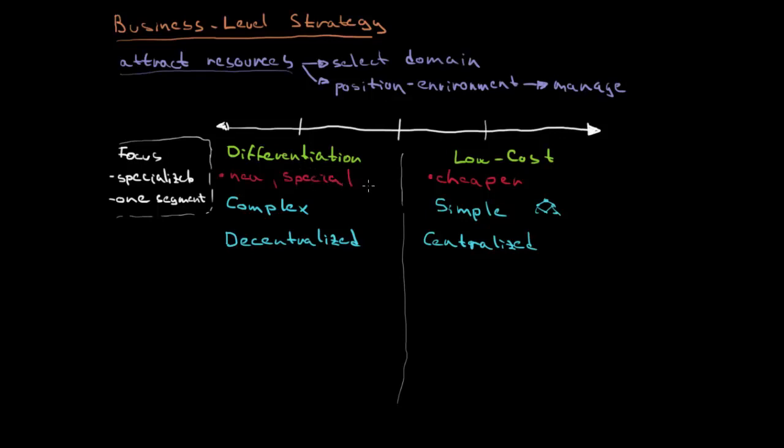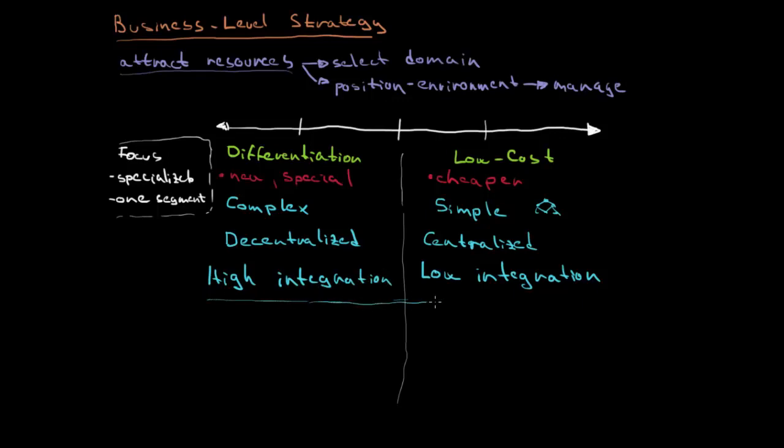What about the integration? Well, again, the cheaper will be low integration. So low integration. And in case of a differentiated company or product, we will have some high integration. So high integration. And now, when you see these 3 points, we can try to sum them up.